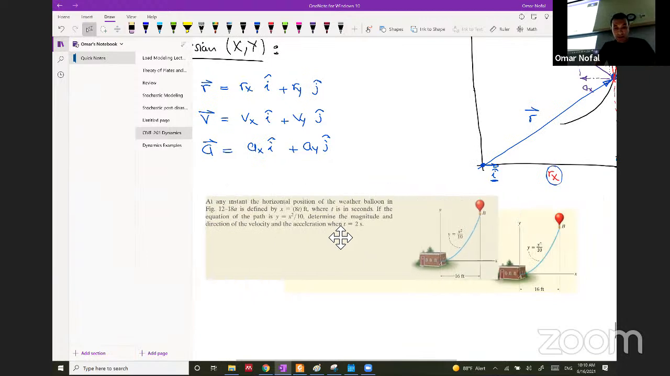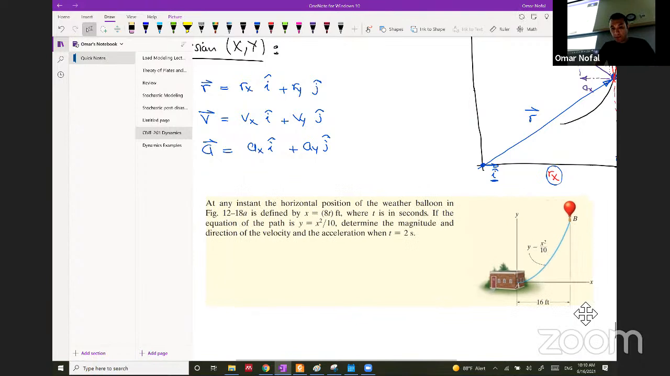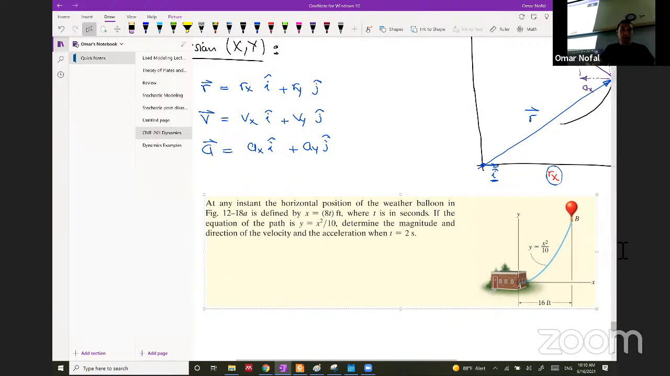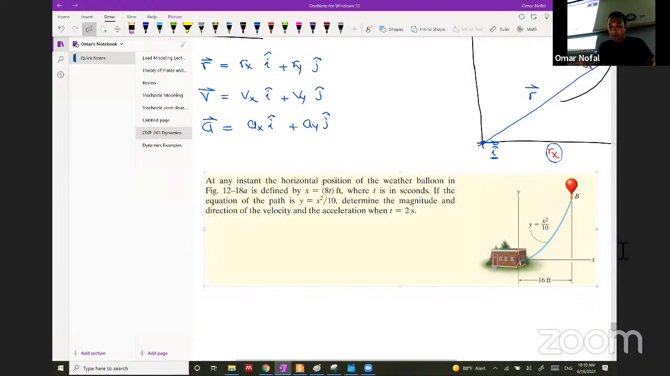So this is our first problem on curvilinear motion. It says that at any instant, the horizontal position of this weather balloon is defined by x equals 8t, in feet, where t is in seconds. If the equation of the path is y equals x squared over 10, determine the magnitude and the direction of the velocity and acceleration at 2 seconds. So let's see how we can solve this problem.